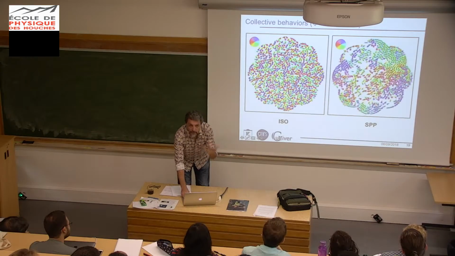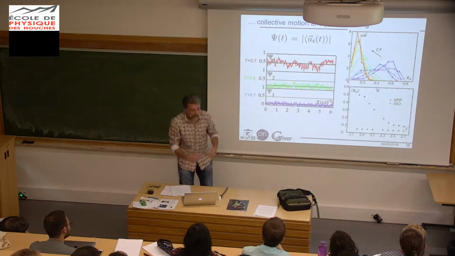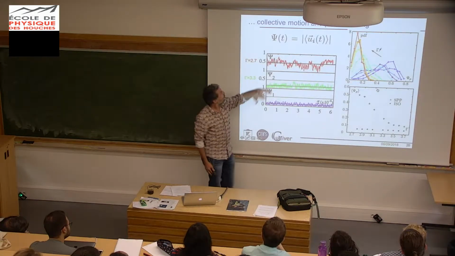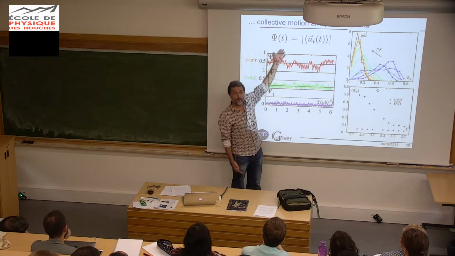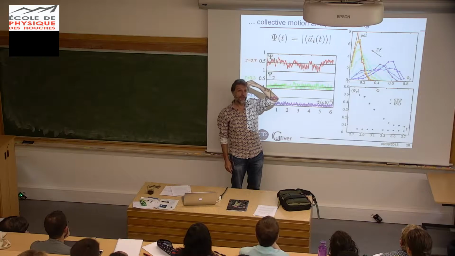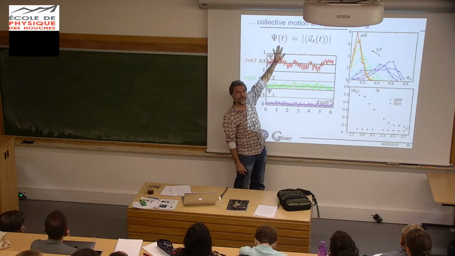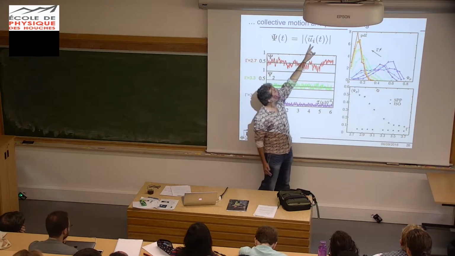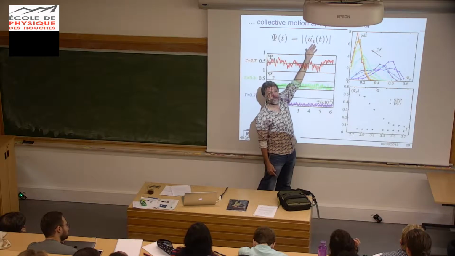You can quantify these things. And when you quantify these things, you do what we all do. You compute this psi of t, which here is not the same psi of t as before. This is really the magnetization. This is the modulus of the total momentum, the average momentum.